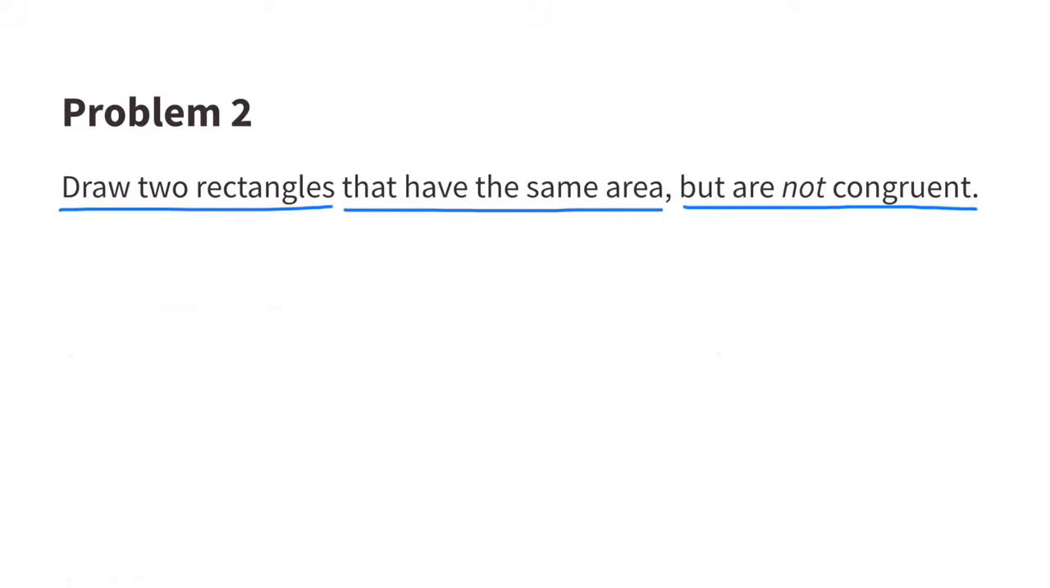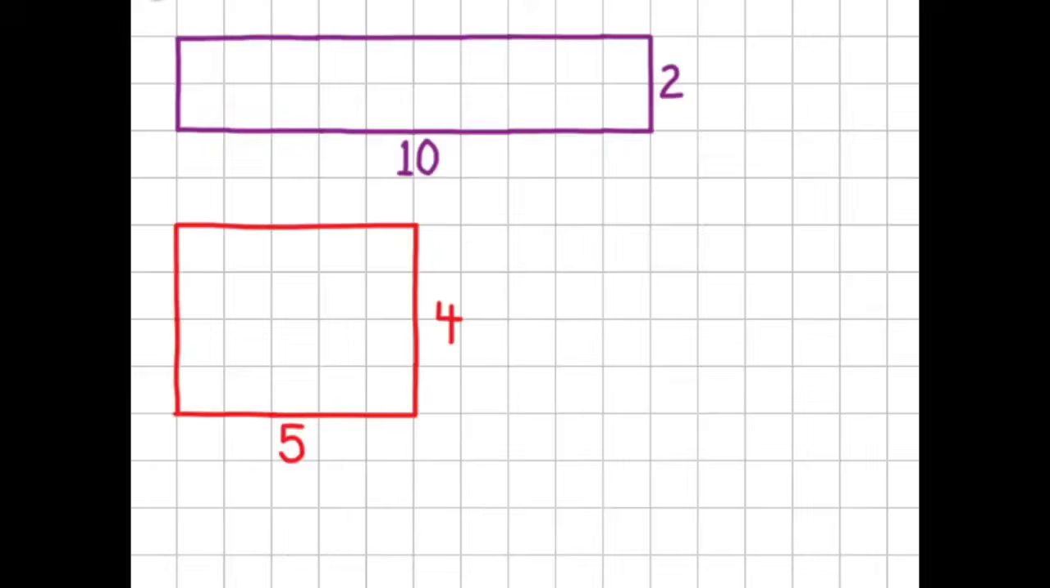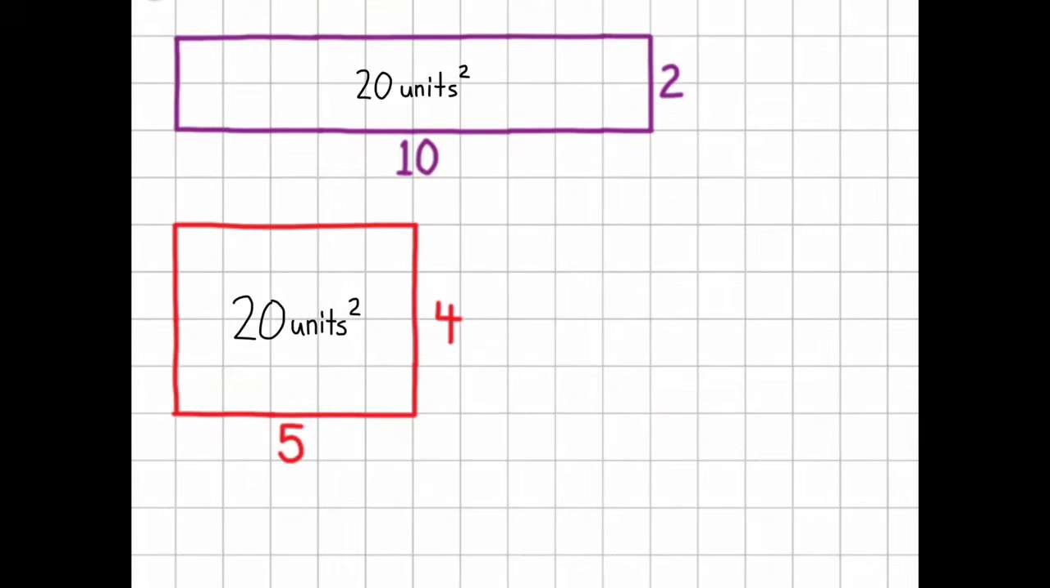Number 2. Draw 2 rectangles that have the same area, but are not congruent. I've drawn these 2 rectangles for my examples. The top rectangle has a base of 10 and a height of 2, and the bottom rectangle has a base of 5 and a height of 4. They're not congruent, but they both have the same area, 20 units squared.